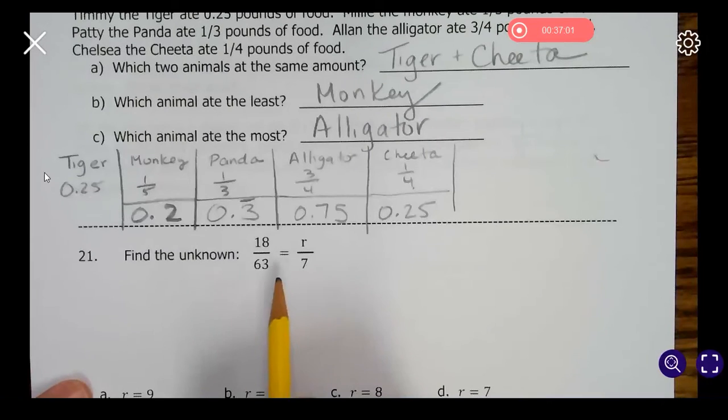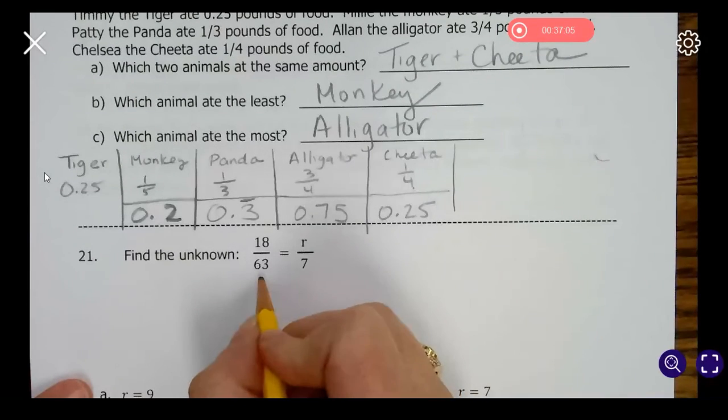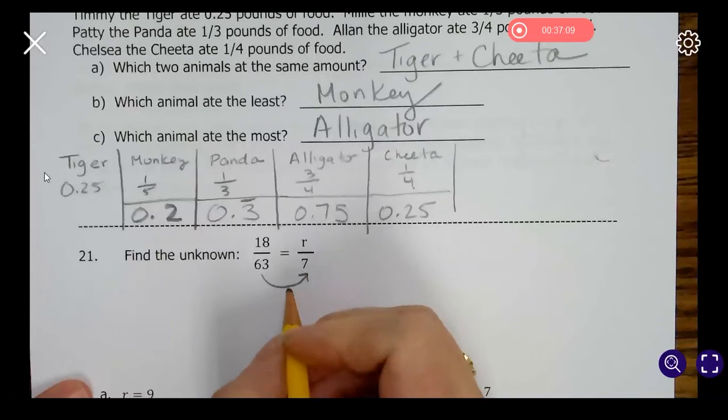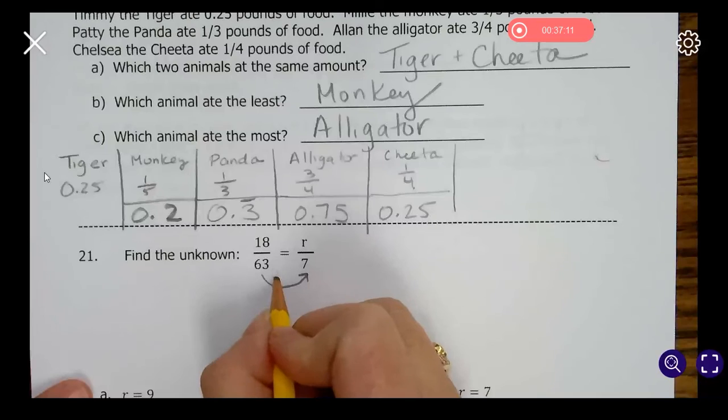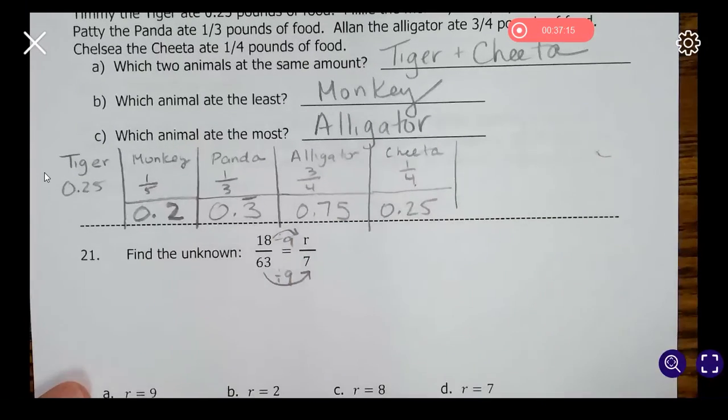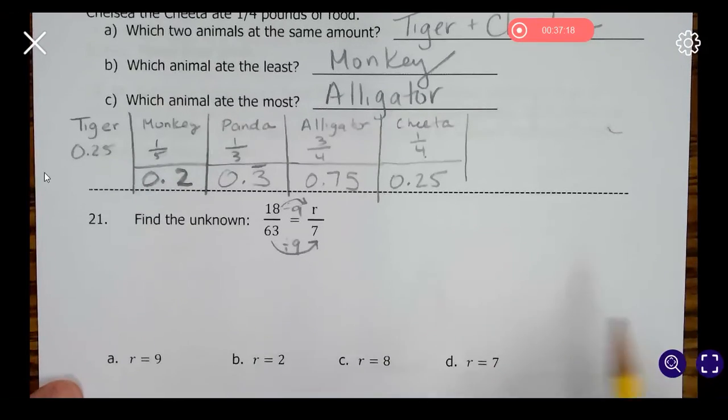Okay, time to find the unknown. All right, our fraction is getting smaller, so that means we're going to have to divide. So what did we divide by? We divided by 9. So we're going to have to divide by 9 here. So r equals 2.